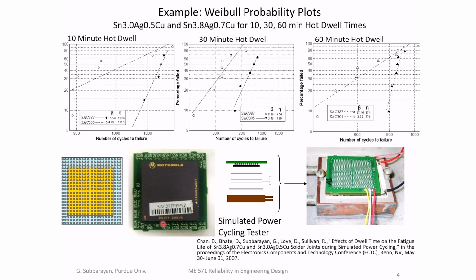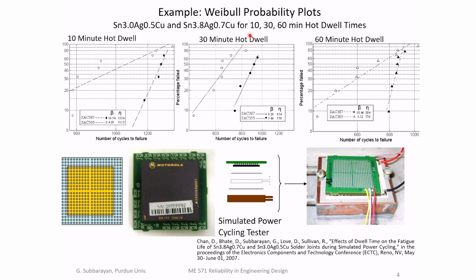And when we do that for many components, and these components are assembled onto a circuit board using two different types of solder alloys, tin 3.0 silver 0.5 copper alloy, as well as tin 3.8 silver 0.7 copper alloy, what are popularly called SAC 305 or SAC 387 in the electronics industry.